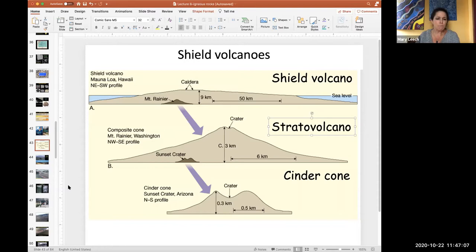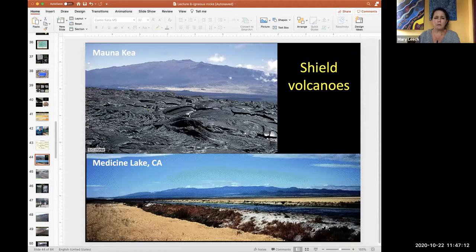I'm going to show you some pictures now. Here's Mauna Kea from Mauna Loa. And you see it has this low profile to it within their basalts here. We have one in California, if you can believe it or not. This is Medicine Lake Volcano. It's up in the northeast corner, north of Shasta and Lassen, and not too far south of the Oregon border. So this is in the corner of California between Nevada and Oregon.